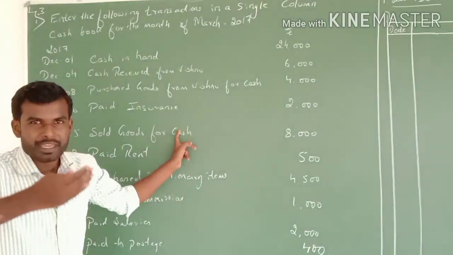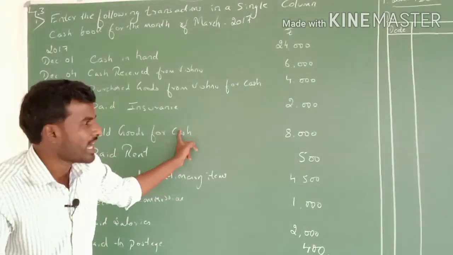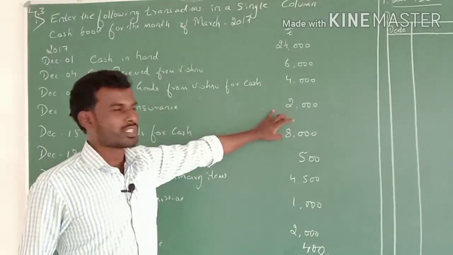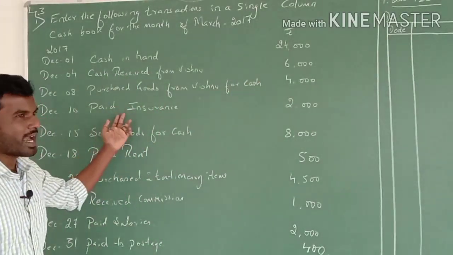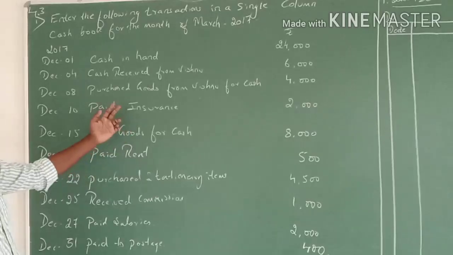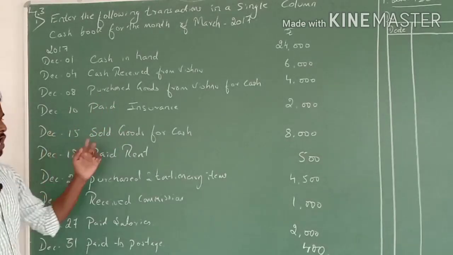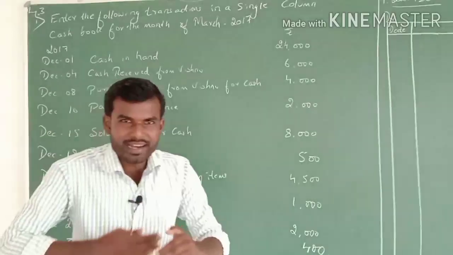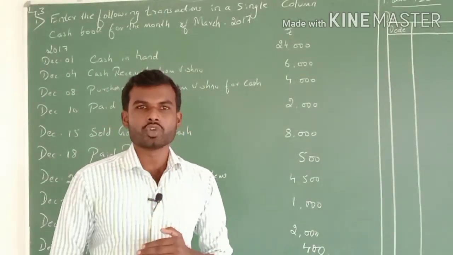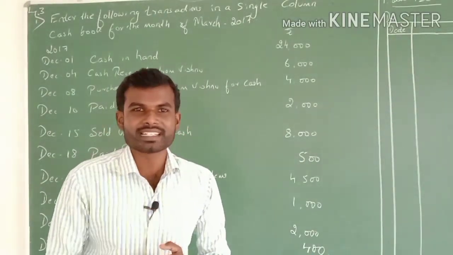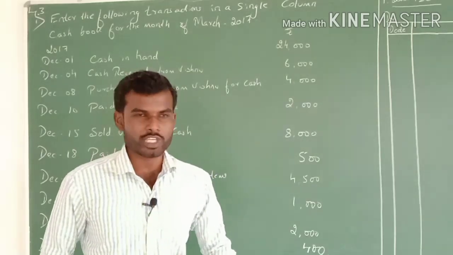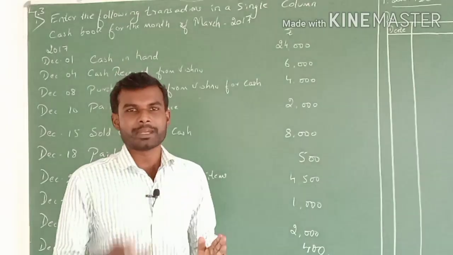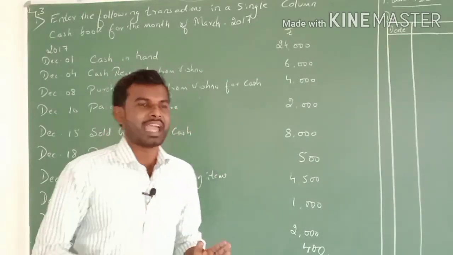When we are paying insurance, our cash balance decreases. How much is the cash balance decreases there? 2000. Again, it should be recorded under which side? Credit side, that is under the payment side. Again, on December 15th, sold goods for cash. Whenever we sell the goods, automatically what balance increases there? Cash balance increases. So it should be recorded under the debit side, that is under the receipt side, because it increases what balance? Our cash balance.